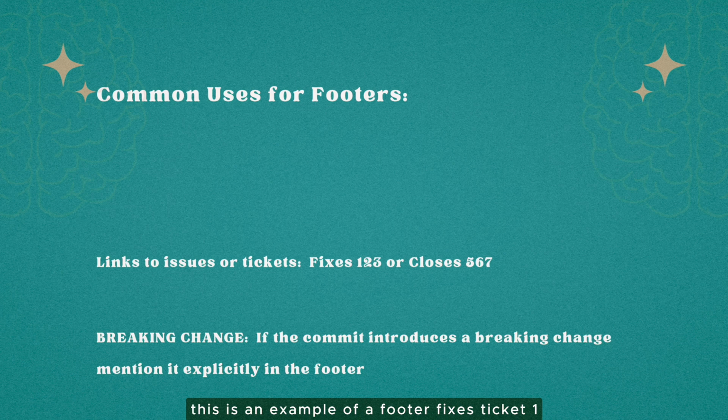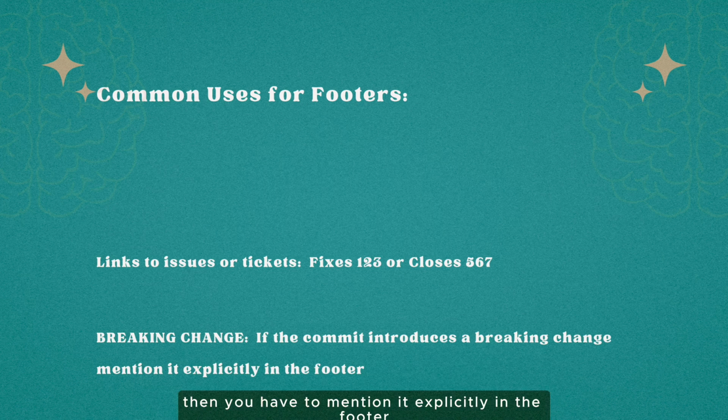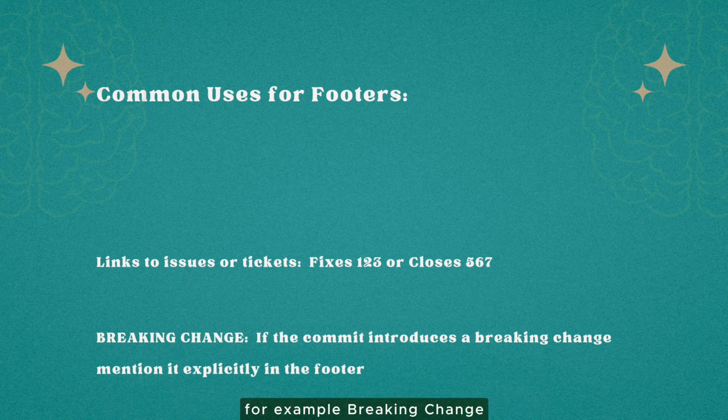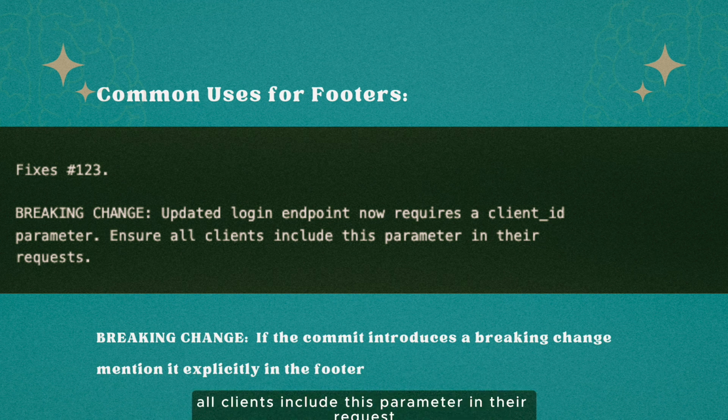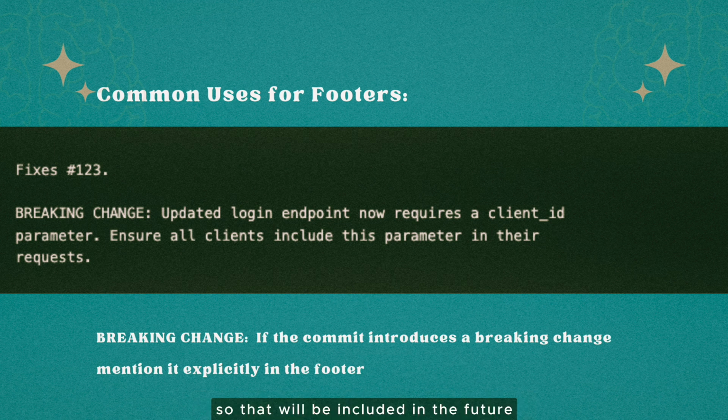This is an example of a footer: fixes ticket 123 or issue 123. Another example is breaking change. So if the commit that you are making introduces a breaking change, then you have to mention it explicitly in the footer. For example, breaking change, updated login endpoint now requires a client ID parameter. Ensure all clients include this parameter in their request. So that will be included in the footer.